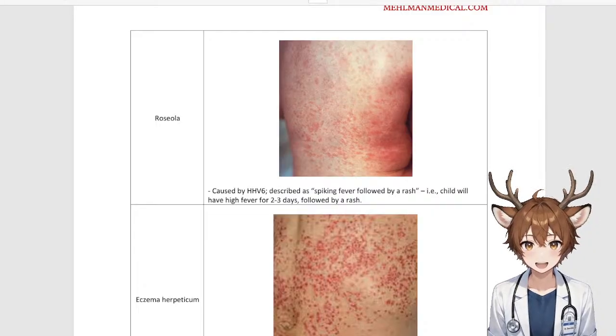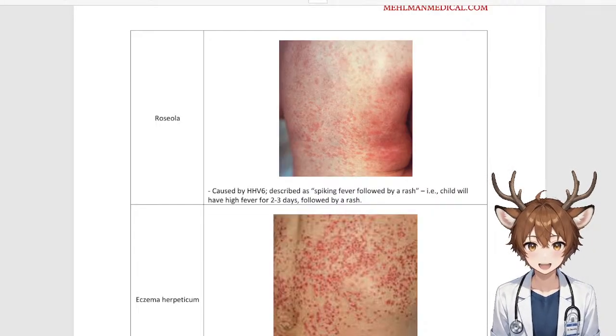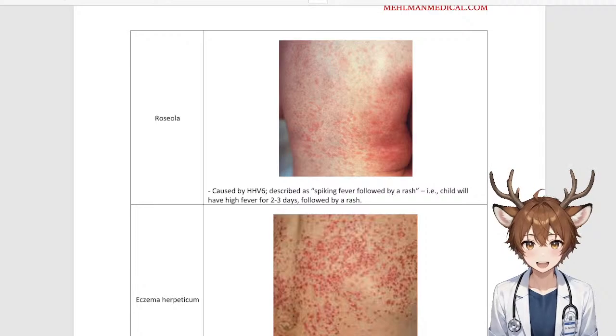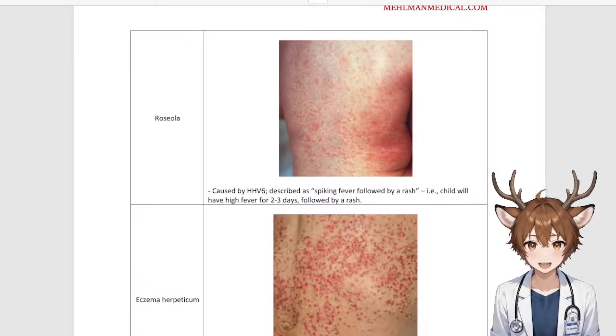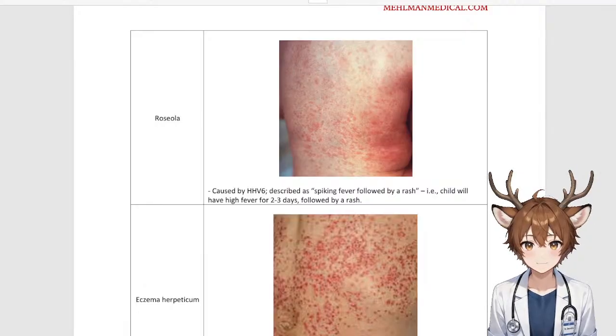Roseola, okay. Roseola is caused by HHV6, described as a spiking fever followed by a rash. That is to say, the child will have a high fever for 2 to 3 days, followed by a rash.